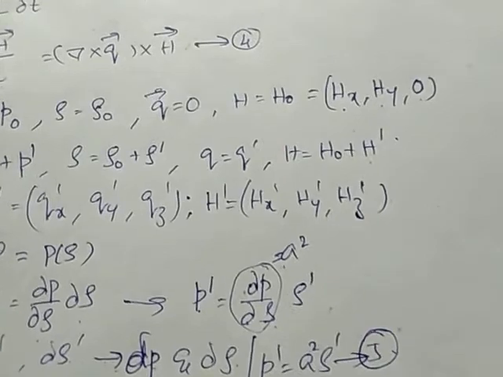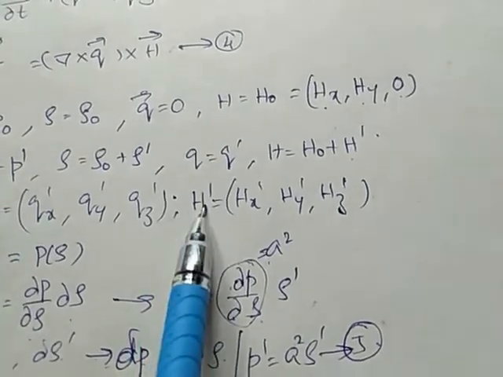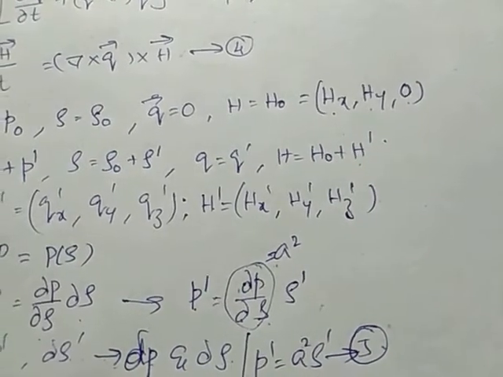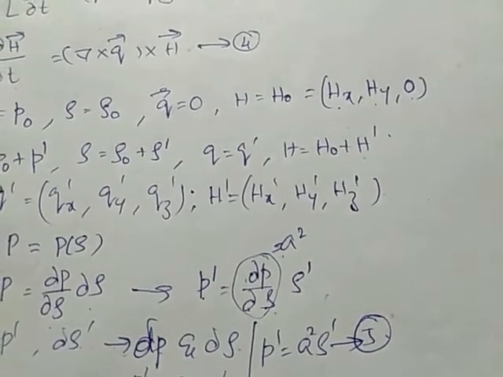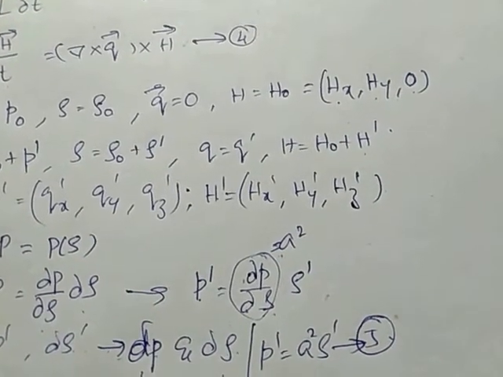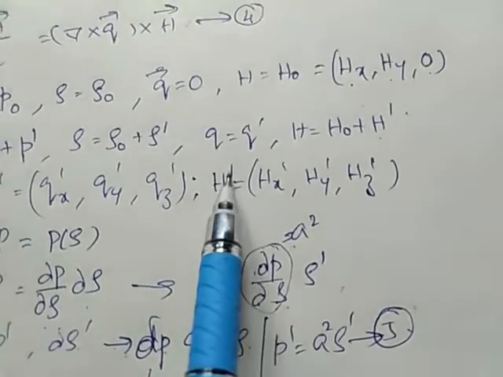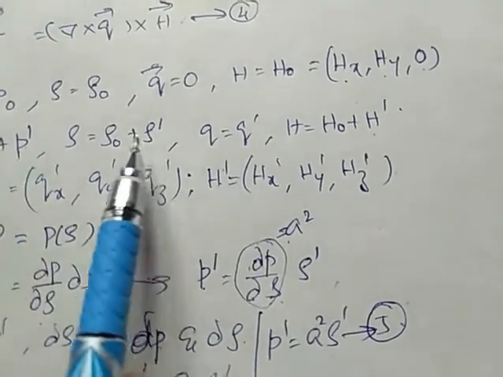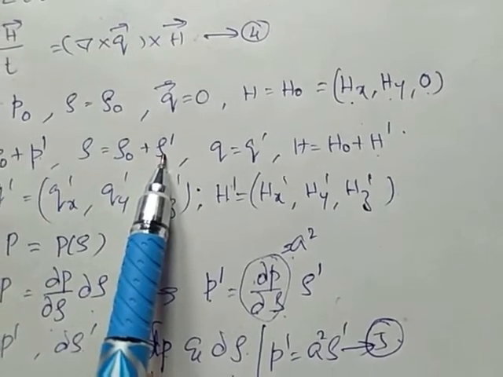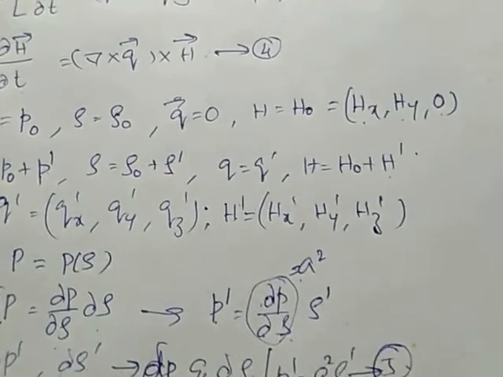Also, we are assuming that Q dash, H dash, rho dash and P dash are independent of y and z. We are considering the fluid along the x axis. Therefore, Q dash, H dash, P dash and rho dash are functions of x and t. They are not functions of y and z.